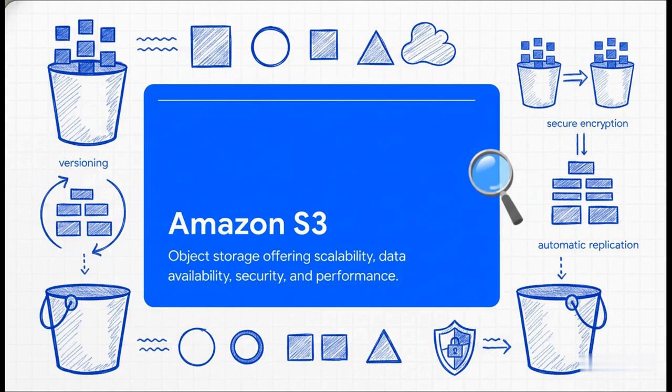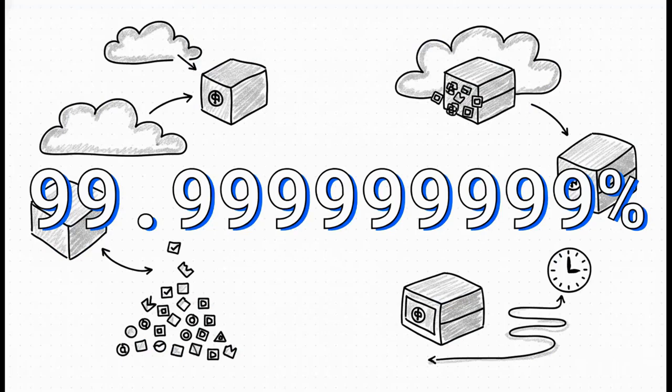Inside those buckets, you drop your objects, which is just AWS speak for your files. An object can be anything from a tiny text document all the way up to a massive 5 terabyte video file. Each object gets a key, which is just its unique identifier. And S3 comes packed with amazing built-in features, like static website hosting, versioning so you don't accidentally overwrite stuff, automatic replication, and secure encryption. But the absolute coolest part?